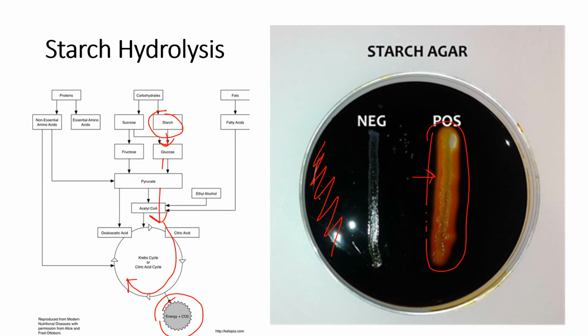You see the bacterial growth in the center, and then the halo next to it. This is a negative because you have the bacterial growth, and it's a nice even black color.